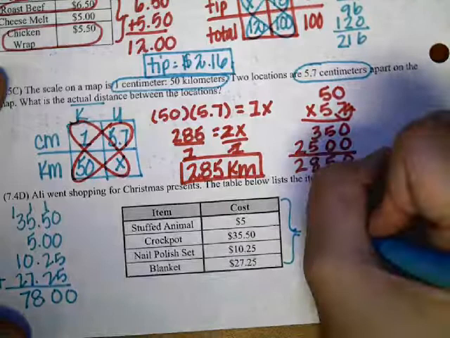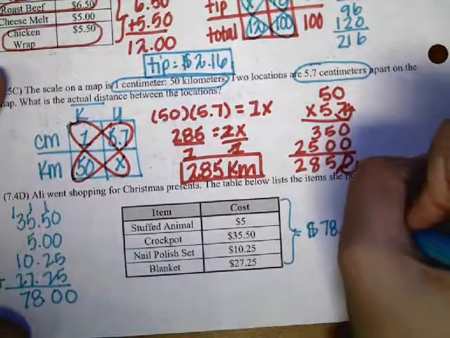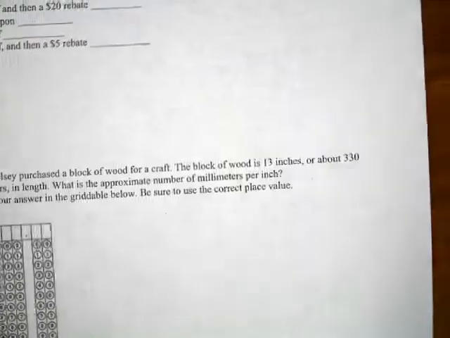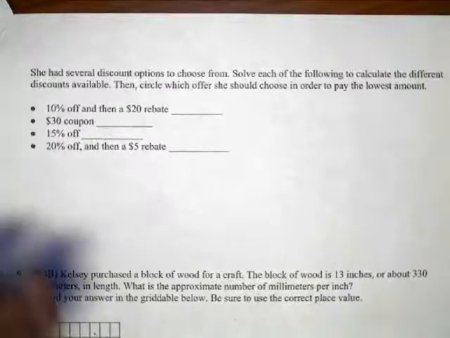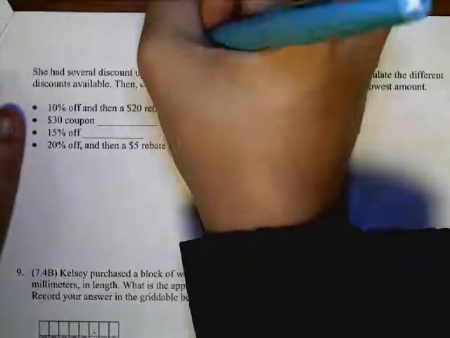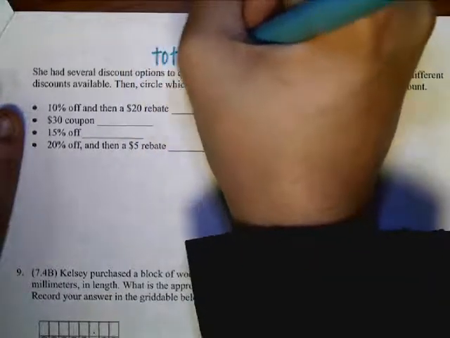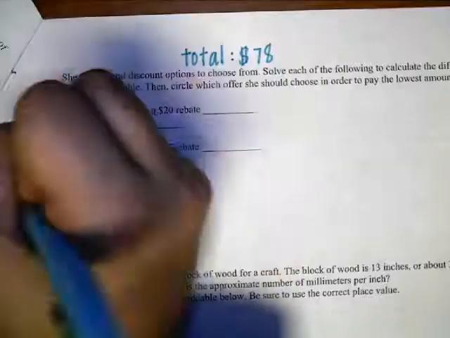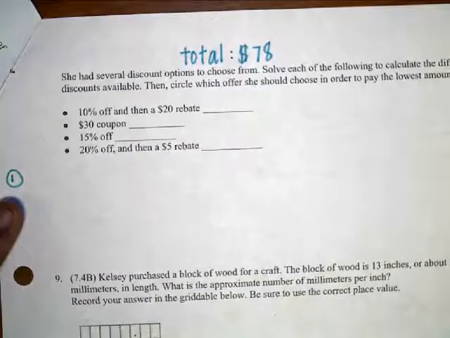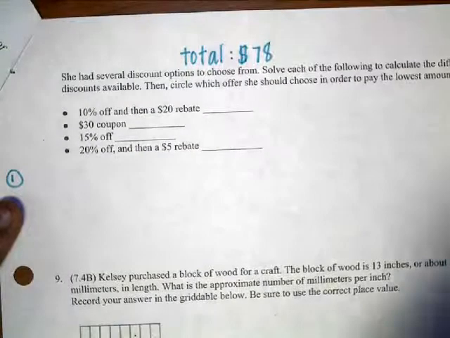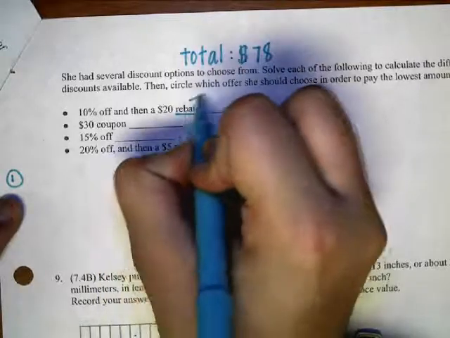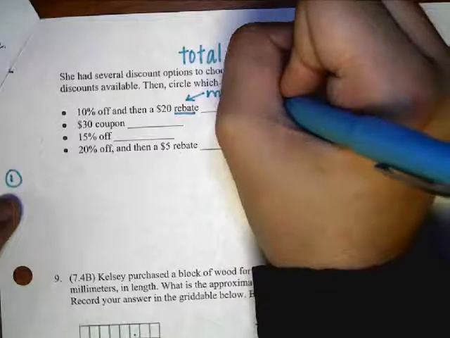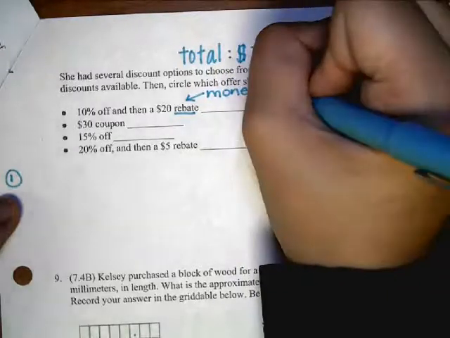The total is $78. Let's go back to the other page and we will solve for the best deal. Just a reminder, I'm going to put that my total is $78 on the top. So option 1, 10% off and then a $20 rebate. We didn't really talk about rebates, but rebates are when you get that money back. So you can subtract that rebate from the total.